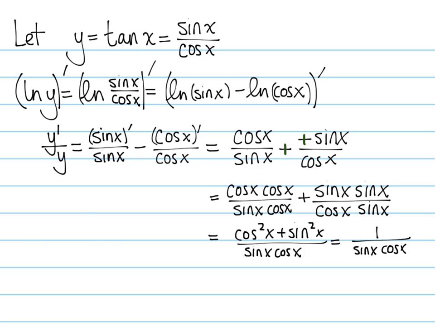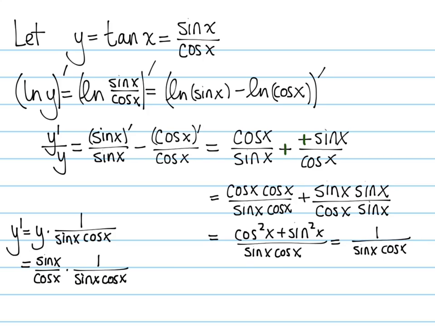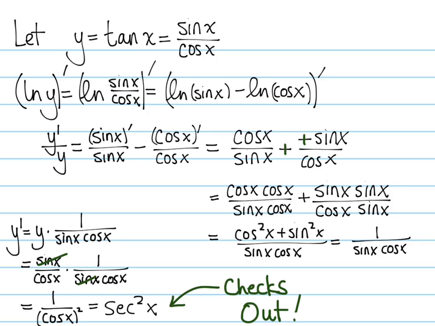Now that's y prime over y. So I need to multiply 1 over sine x cosine x times y. And what was y? y was sine over cosine. My sines cancel, and I just have 1 over cosine times cosine. And that's secant squared. So we got the derivative of tangent is secant squared by using logarithmic differentiation. It checks out.